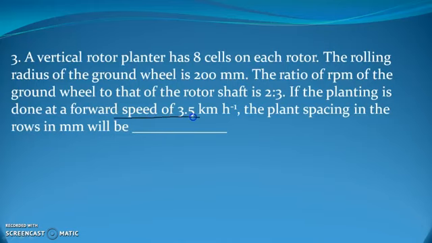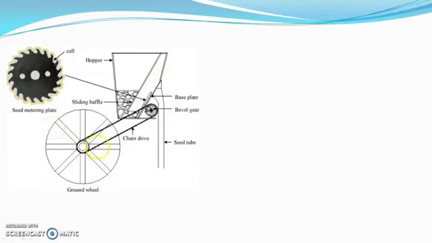The forward speed is given, but you have to be confident that the forward speed is of no use. When any planter has a ground wheel, the forward speed is irrelevant to the spacing, because the plant spacing is what is asked, so it is not required here. Only the ground wheel is very important. So this is the ground wheel, and it is connected to the rotor shaft. The vertical rotor is here.